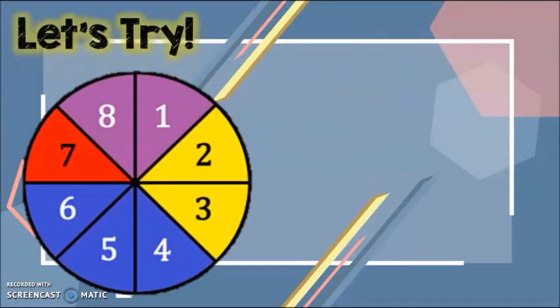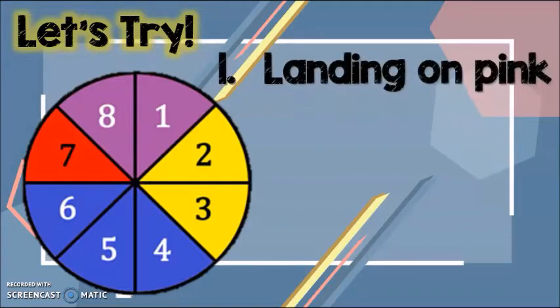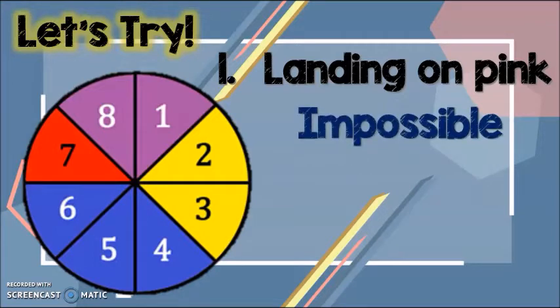Let's try. For example, you are given this color wheel. What is the probability of landing on color pink? 10 seconds. Great job! It is impossible. It's impossible to land on pink since there's no color pink.